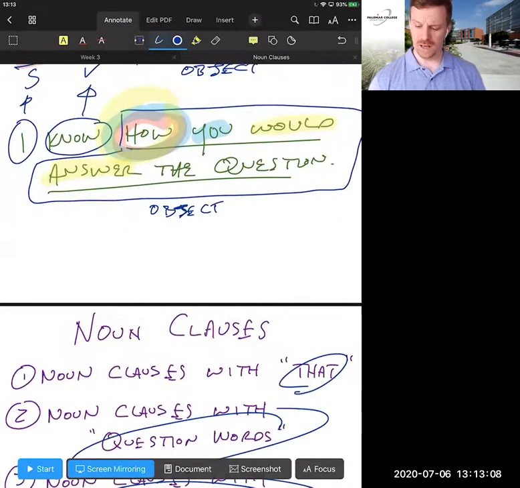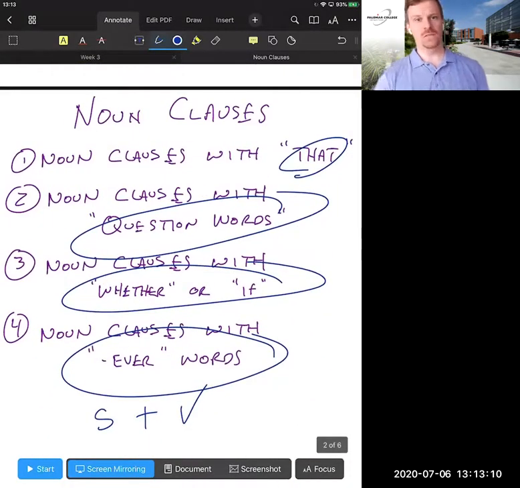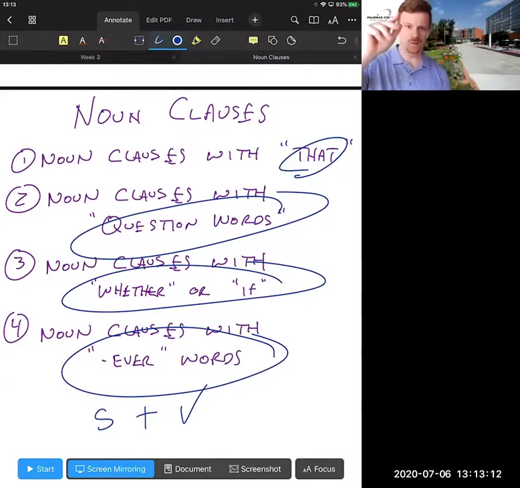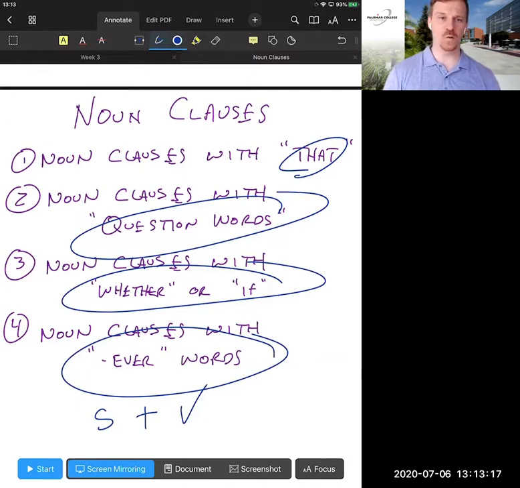Your goal, your job, your task for your quiz, you have 4 categories: that, question words, whether or if, and ever. I would like you to make 1 sentence for each category using a noun clause as a subject, and 1 sentence in each category with a noun clause as an object.